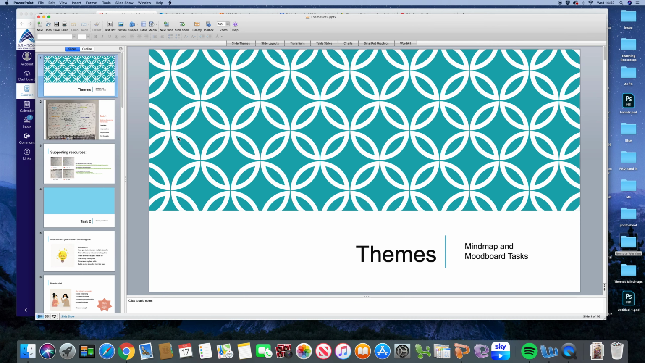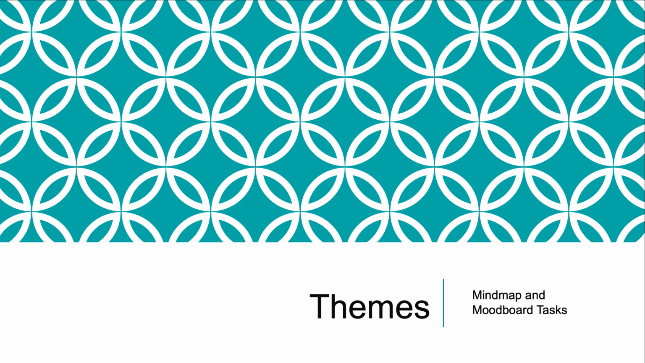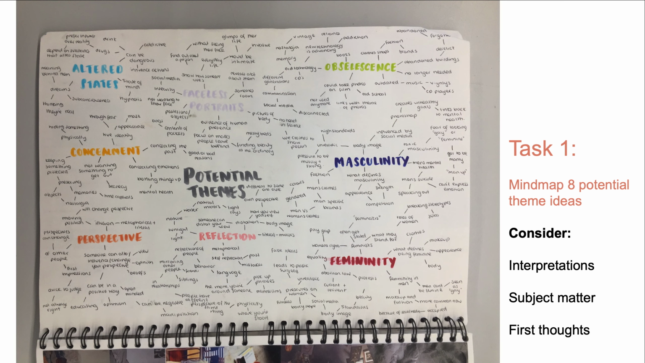So basically, a quick recap, let's make this full screen, is the live lesson that we did. So potential themes will go in the middle, and what I want you to do is a mind map of 8 ideas. So 8 ones that you're considering, so you can see the 8 round there. And these are really like initial interpretations, you thinking about subject matter that you could photograph, first thoughts. So you considering lots of possibilities there.